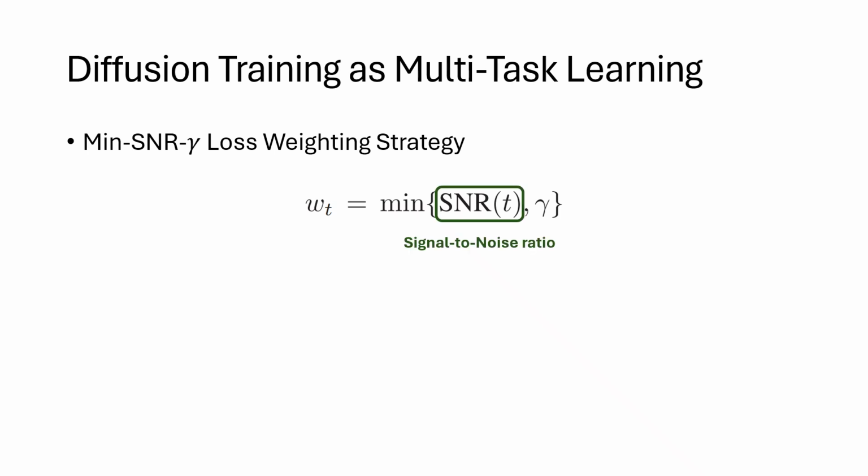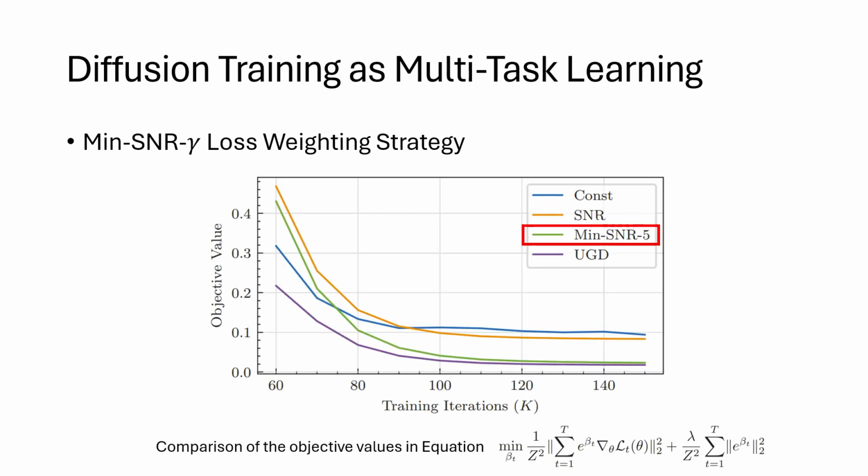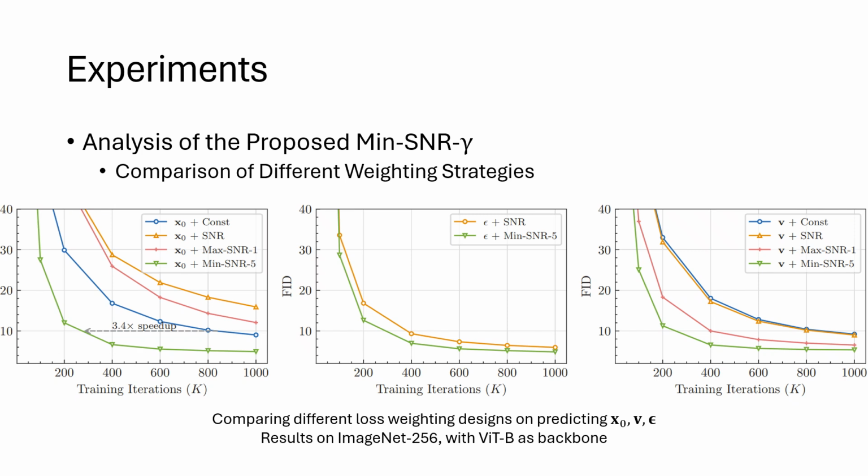Here SNR is signal-to-noise ratio. We make comparisons of the objective values in this equation. Our loss weight could achieve low objective value, close to the solution of UGD. We conduct some experiments to show the effectiveness of our method. Firstly, we compare different loss weighting designs on different predicting targets, such as x0, v, and epsilon. The results are on ImageNet with a ViT-B backbone. Here are several qualitative results to show the fast convergence.